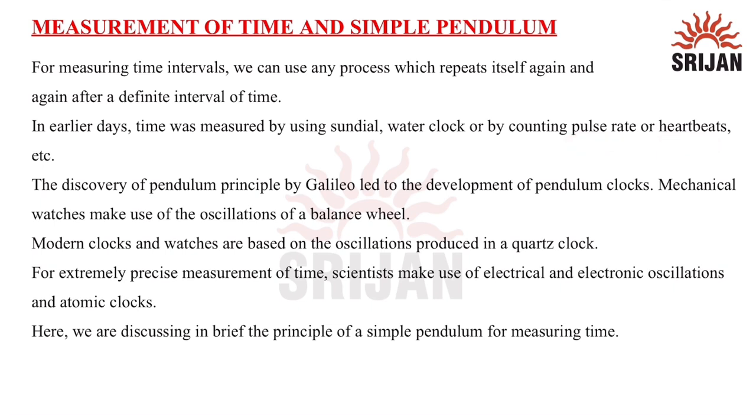The discovery of pendulum principle by Galileo led to the development of pendulum clocks. Mechanical watches make use of the oscillations of a balance wheel. Modern clocks and watches are based on the oscillation produced in a quartz clock. For extremely precise measurement of time, scientists make use of electrical and electronic oscillations and atomic clocks. Here we are discussing in brief the principle of a simple pendulum for measuring time.